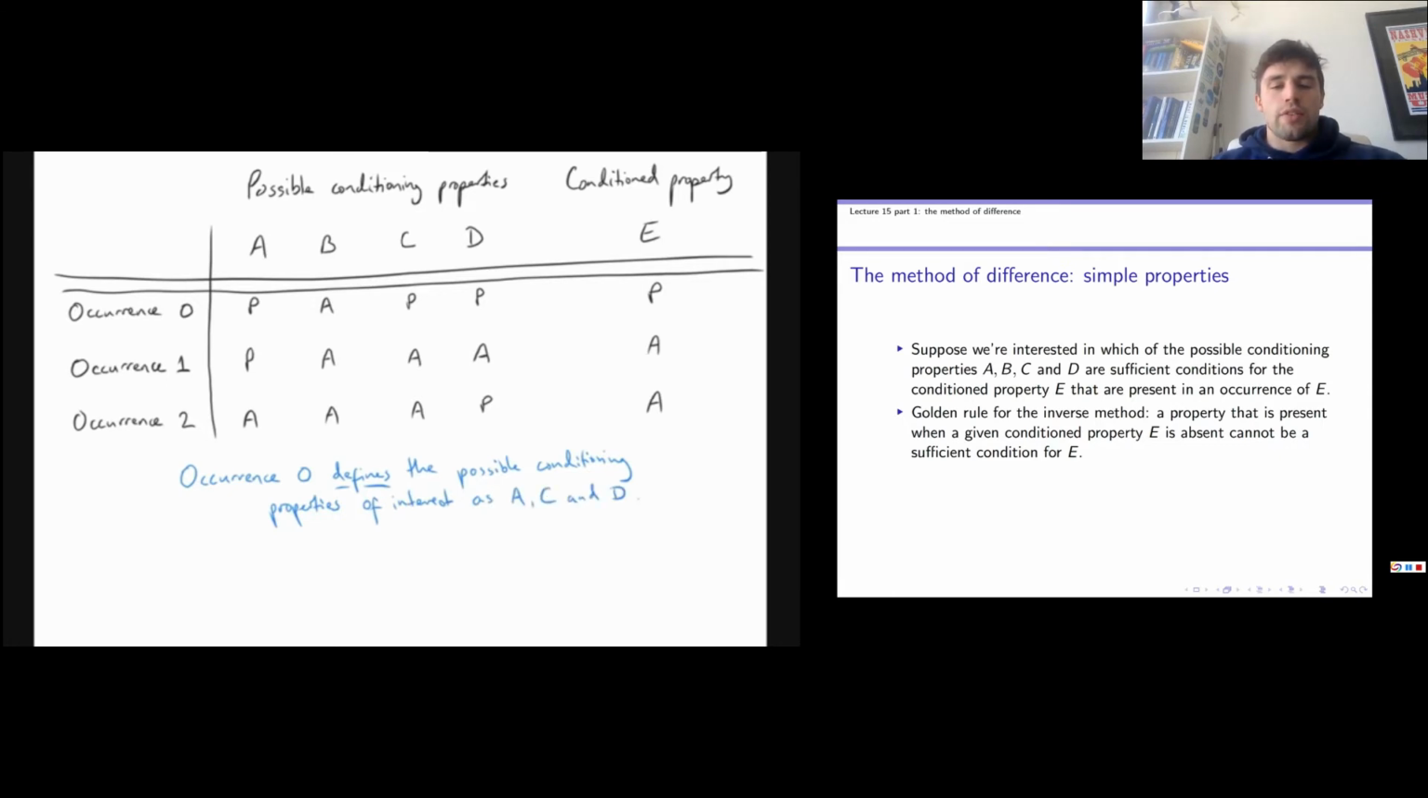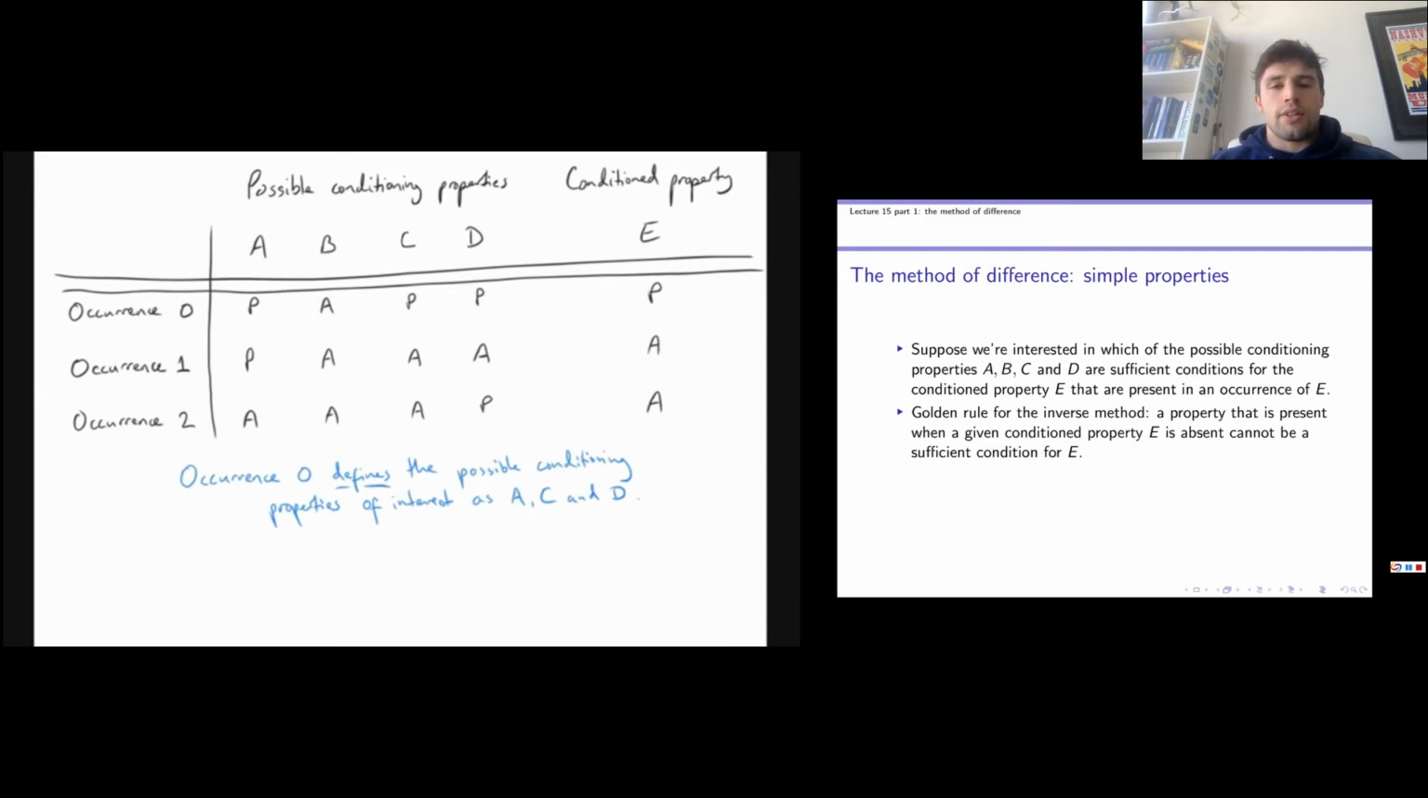Then, to eliminate which of the possible conditioning properties present in this occurrence of E are sufficient for E, we apply the inverse method of agreement to the following two occurrences. Notice that in those two occurrences E is absent, so we can go ahead and apply the inverse method. Now remember the golden rule for the inverse method: a property that is present when a given conditioned property E is absent cannot be a sufficient condition for E.